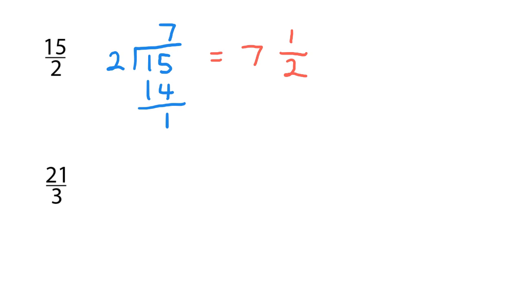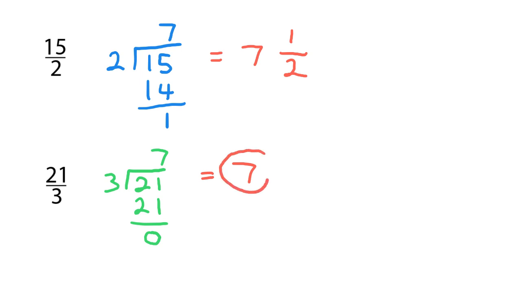Let's do the next one. Here I've got 21 over 3. I'm going to divide 21 by 3. 3 can go into 21 7 times evenly. 3 times 7 is 21. 21 subtract 21 is 0. So I have no remainder. In this case, my whole number is 7, but I would not write a fraction because I have no remainder. Therefore, my answer is just going to stay as a whole number, 7.